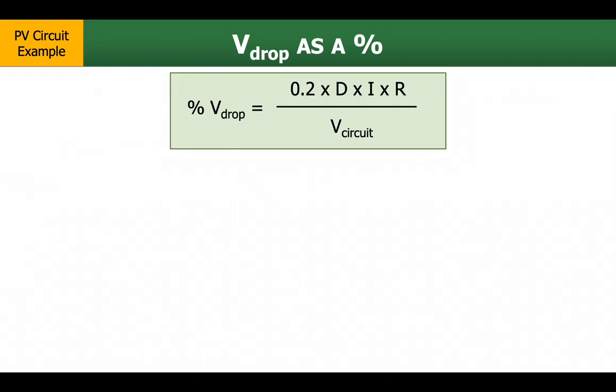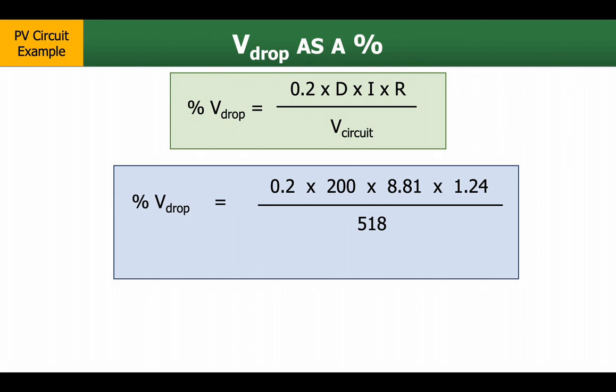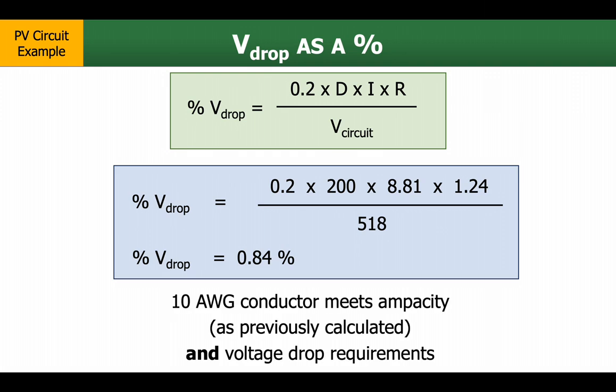Now that we have all our data, we can drop it into our easy-to-use formula here. So we've got our 0.2 constant. We have our 200 feet of one-way distance, 8.81 amps. Remember, that's maximum power current, times the resistance of the wire, 1.24 ohms per kilofoot. And then we divide that by the VMP of this PV circuit, 518 volts. Come up with a voltage drop of 0.84%. That sounds good to me. Less than 1, great. We're doing good here.